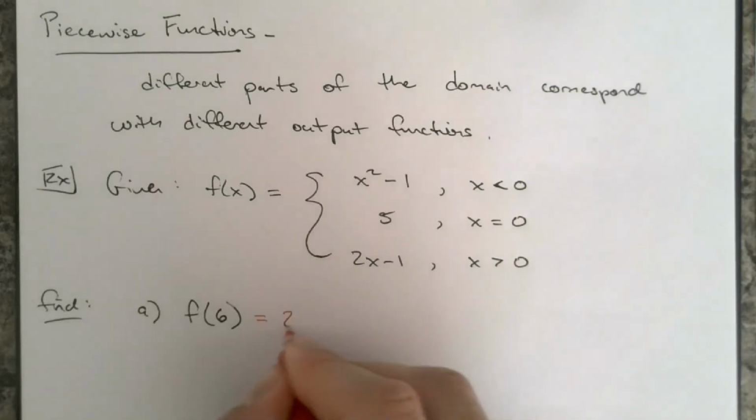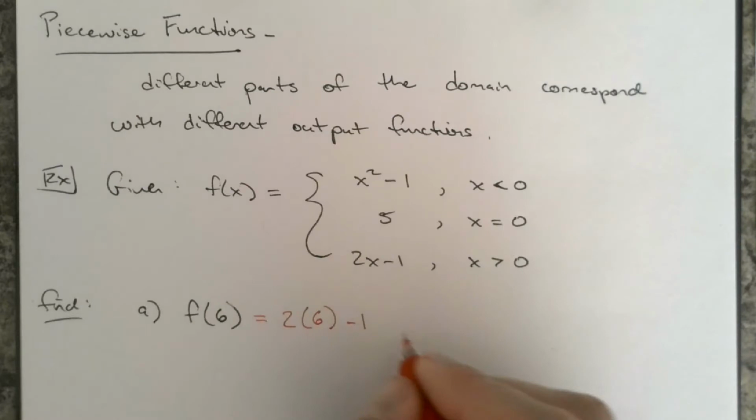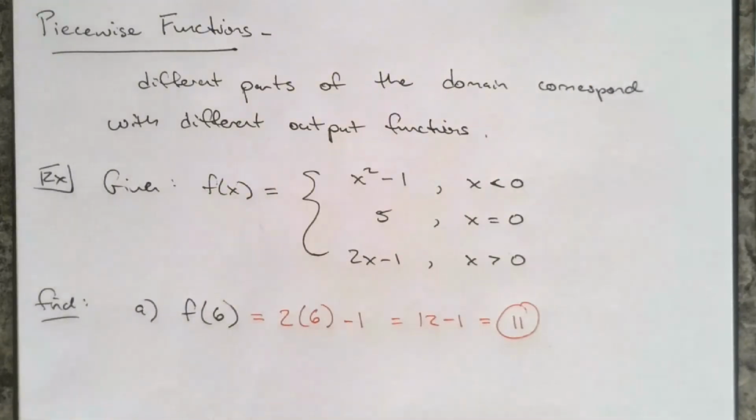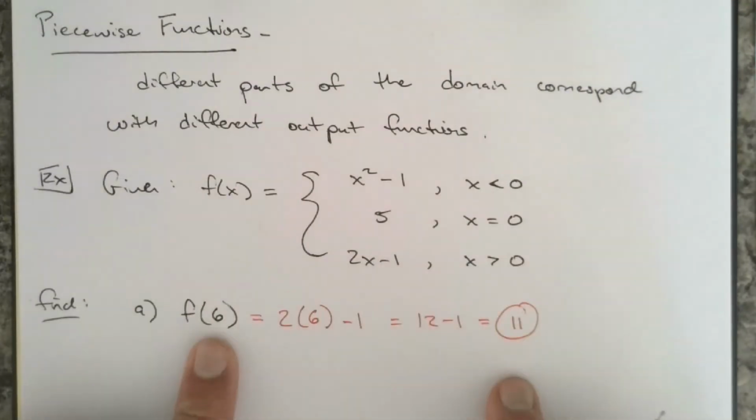So we have 2 times x, which is 6, minus 1, and then we evaluate it. 2 times 6 is 12 minus 1, which equals 11. So f of 6 equals 11. You could also think of this as a point on your graph, right? The x value is 6, the y value would be 11.